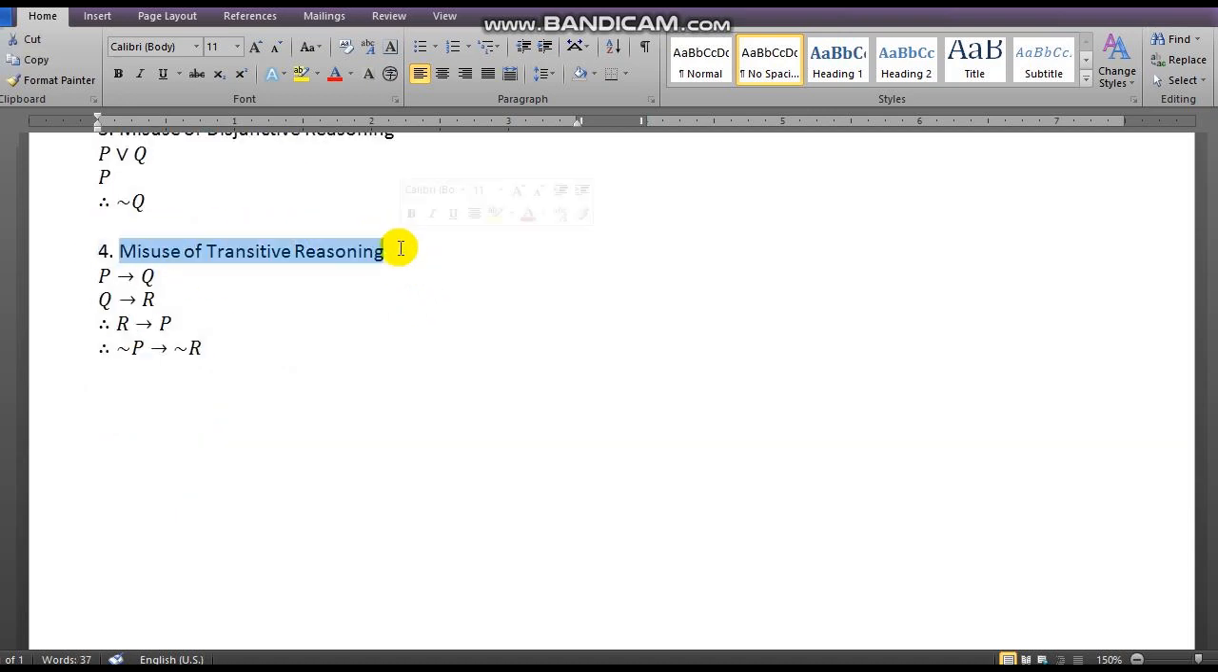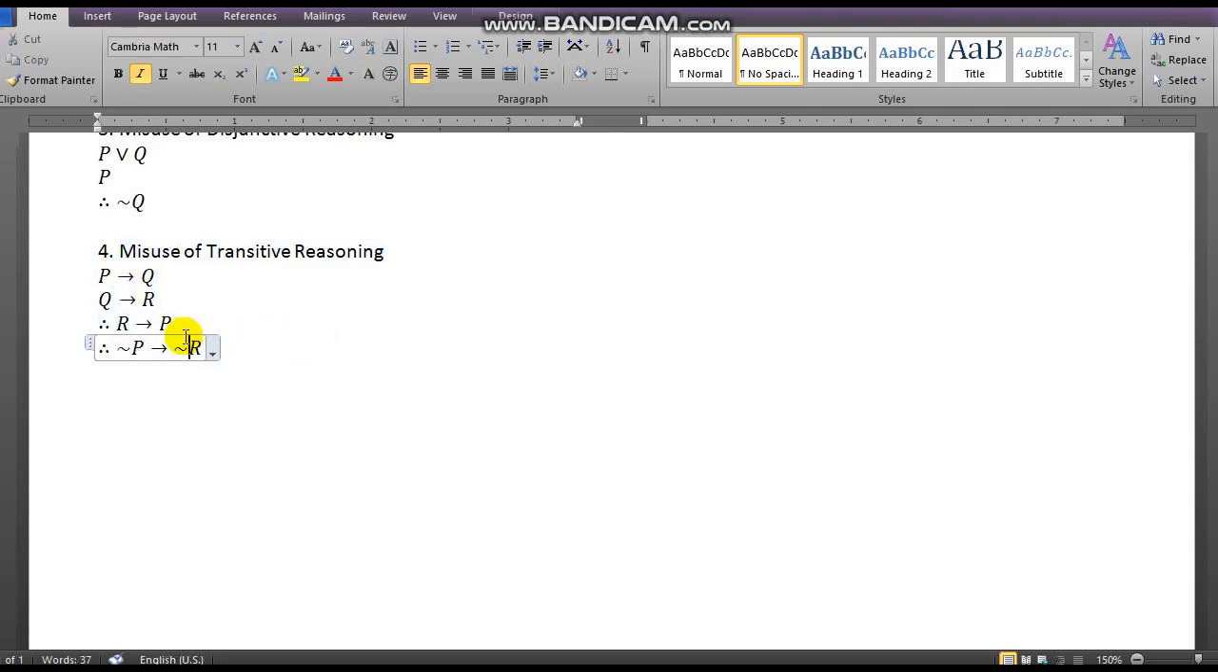And for the fourth one, we have the misuse of transitive reasoning. P implies Q and Q implies R. Those are the two true statements that we have. Normally, we can use hypothetical syllogism to say that P implies R, right? Like the transitive property. But if we assume that the reverse is true, R implies P, that is a false statement. It is a misuse of transitive reasoning.